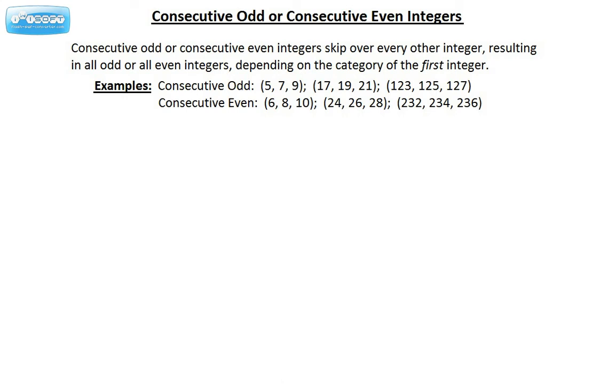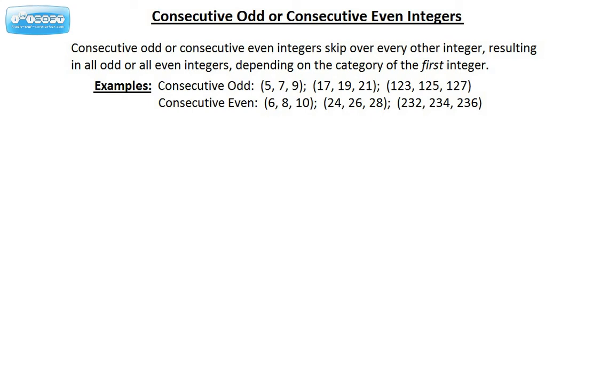Examples of our consecutive even would be numbers like 6, 8, and 10. You see that this skips over the odd numbers. And we also have 24, 26, 28, and 232, 234, and 236.